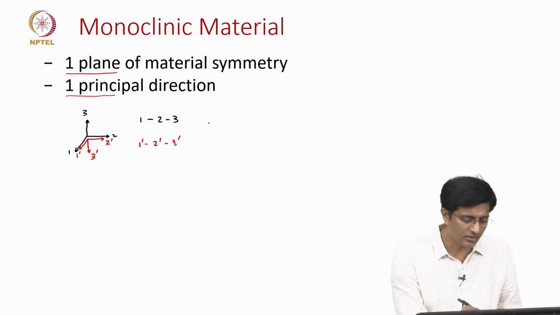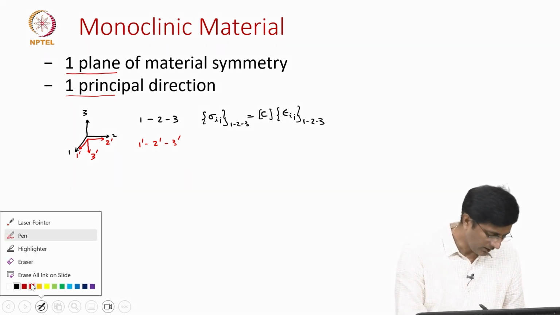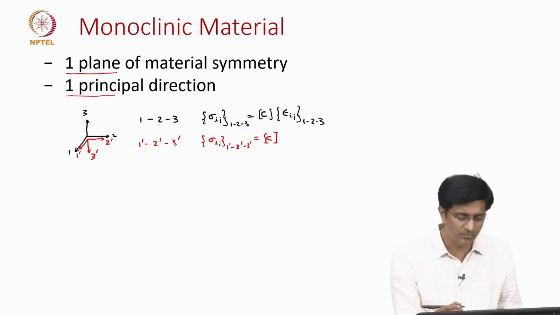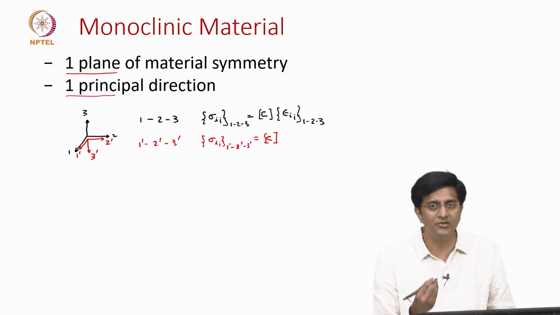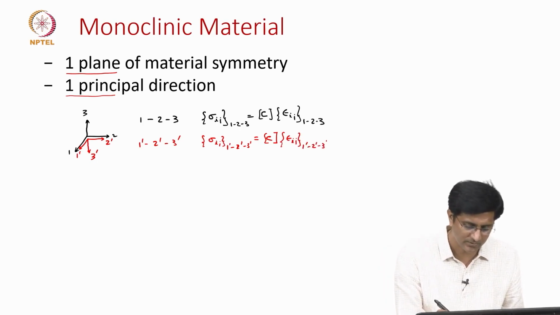Now let us define the relation between stress and strain in the first coordinate system. There we will write sigma ij in the first coordinate system as the stiffness matrix C times the strain epsilon ij, again in the first coordinate system. Similarly, we can write the stress strain relation in the new coordinate system, sigma ij in 1 dash, 2 dash, 3 dash. Here we will use the same stiffness matrix because the stiffness matrix is invariant with the transformation, but the definition of the strains is slightly different because these are in the new coordinate system 1 dash, 2 dash, 3 dash.